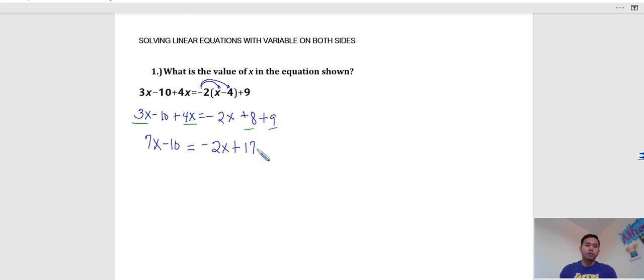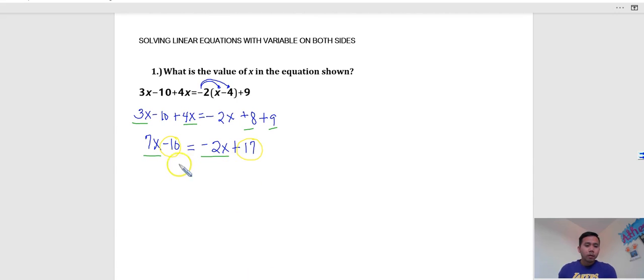All right. Then after that, we have to collect like terms on the same side of the equation, meaning the like terms that are the same in this one would be negative 2x and 7x, and the other one is negative 10 and positive 17. So we are going to combine like terms on the other side and make sure that both sides have like terms.